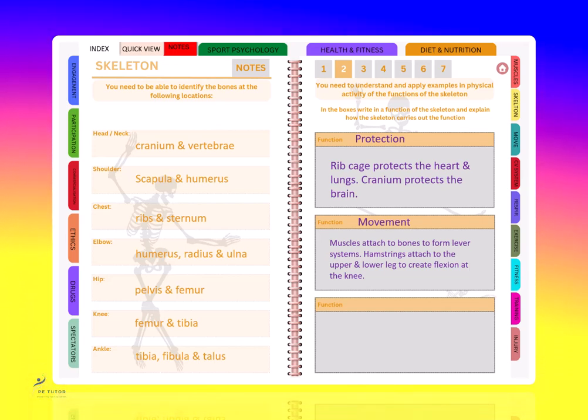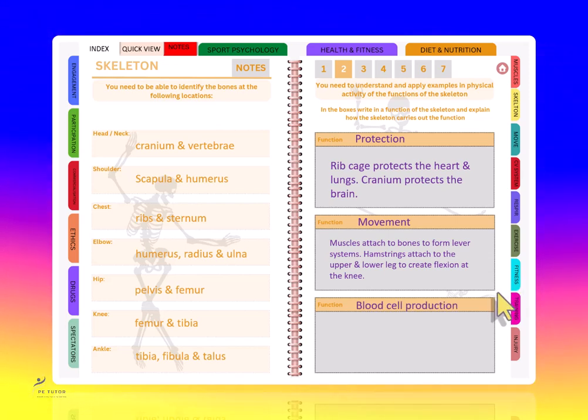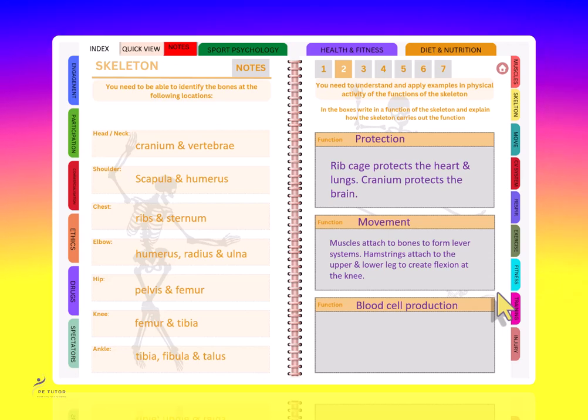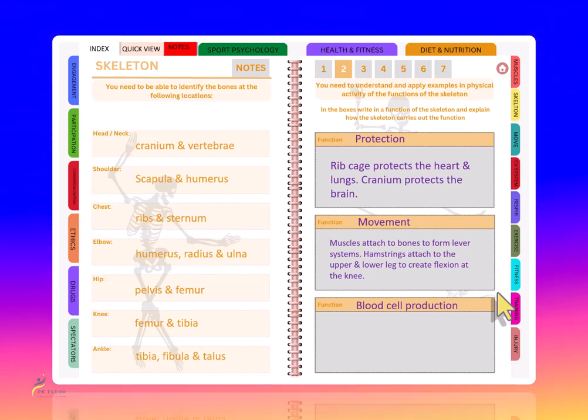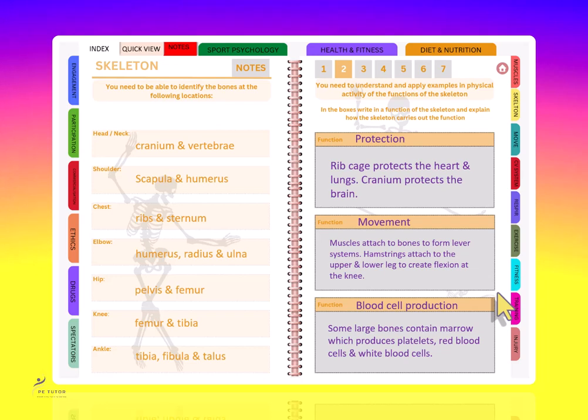The next one is blood cell production. Now this is quite an interesting one because I think there are 3 things really you need to know about this. First of all, where does that take place? Well, it takes place in the long bones. Remember we looked in the previous video at the long bones such as the humerus and the femur. So it takes place in the long bones, and the reason is because those long bones contain marrow. And so the production of the blood cells takes place in the marrow bones, and there are 3 different types of blood cells that are produced, and they are red blood cells, you can see, white blood cells and platelets.